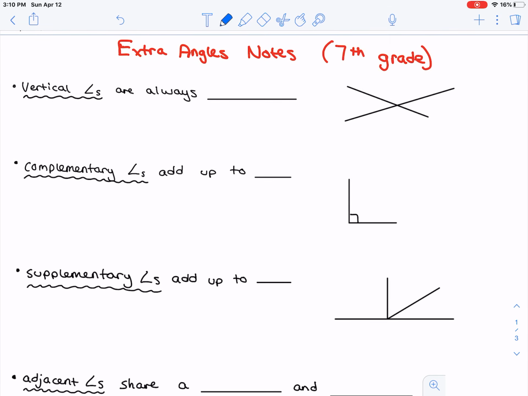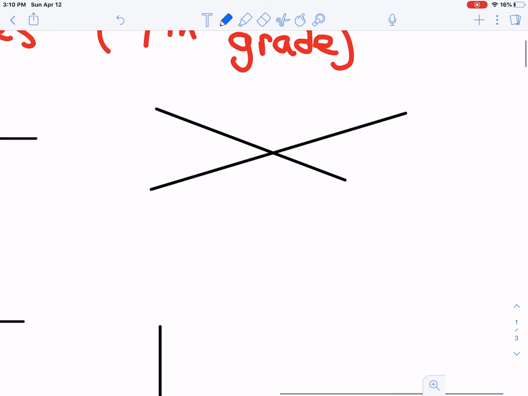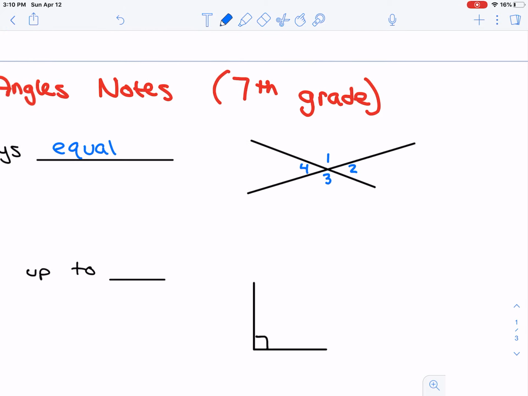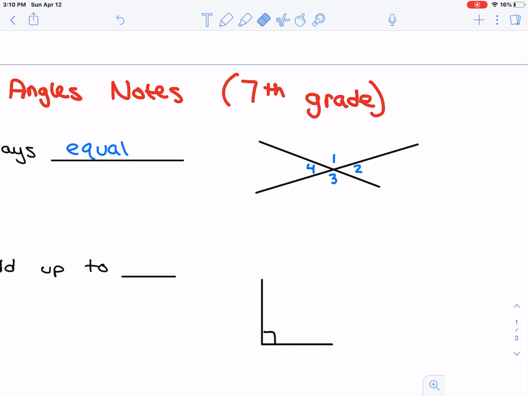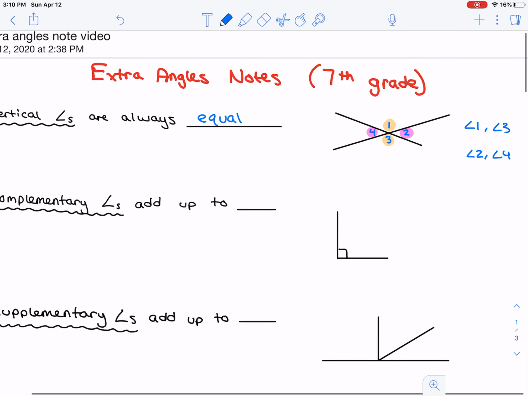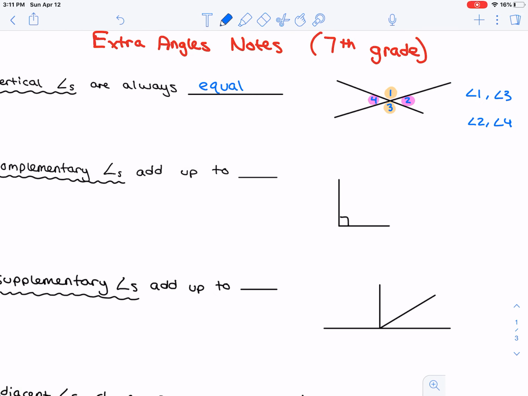So for vertical angles, those are always equal, okay? Looking over here to the right at our drawing, you're always going to have two lines intersecting like this. I'm going to label these 1, 2, 3, and 4. Your vertical angles are also always going to be opposite of one another. Here I'll do this in orange. Angle 1 and angle 3 are vertical angles. Those two are going to be equal. And then angle 4 and angle 2 are going to be equal. So whenever you have two lines intersecting like that, you're always going to have two sets of vertical angles.